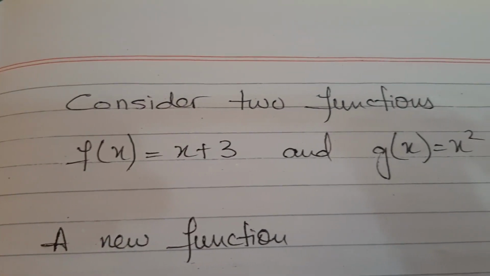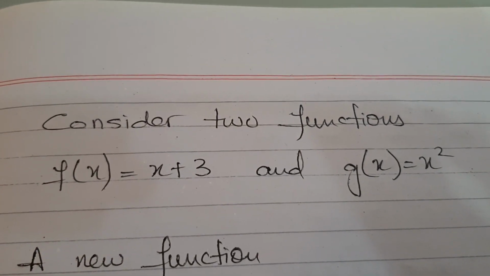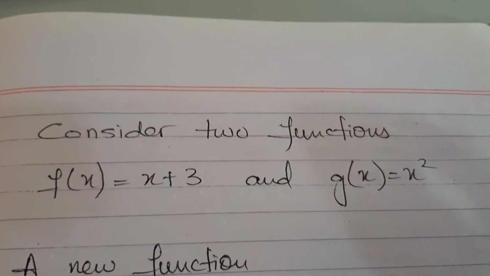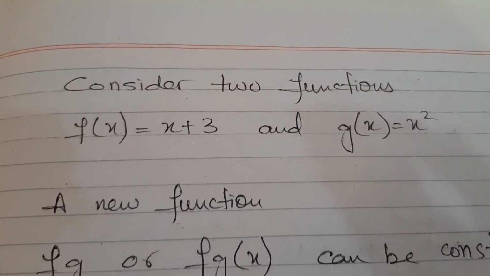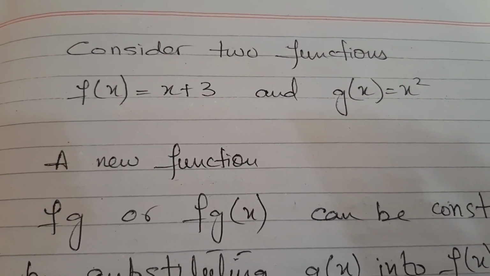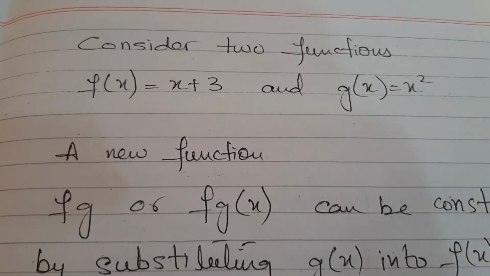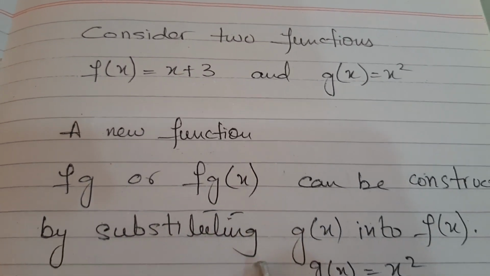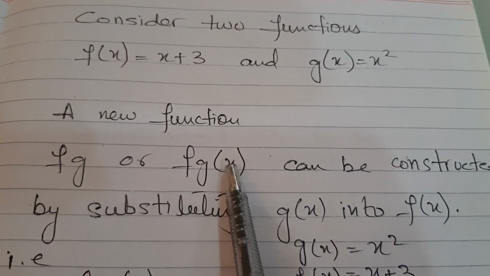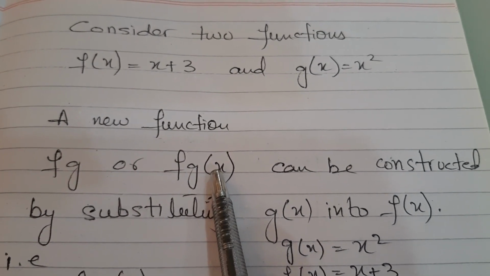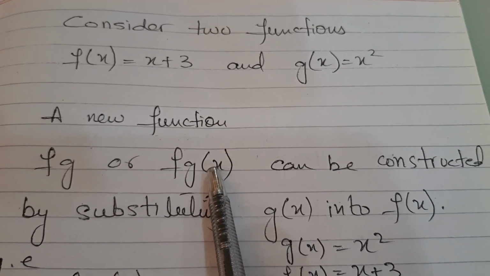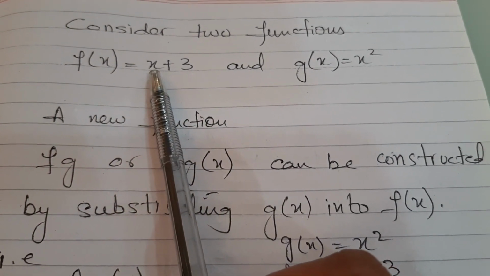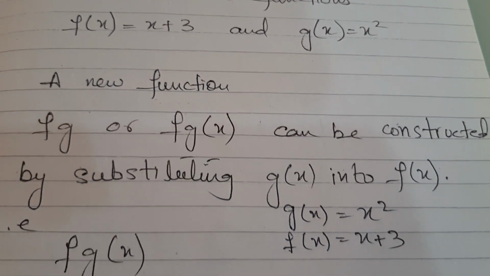So consider two functions. One is f of x is equal to x plus 3 and g of x is equal to x square. So a new function f of g, which can be written as f of g of x, has the same meaning. Now this means that the function g of x will be substituted in place of x in function f, right? It means this function will go in place over here.